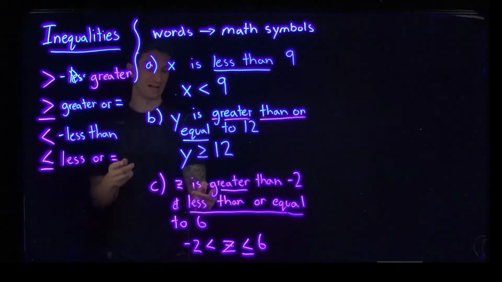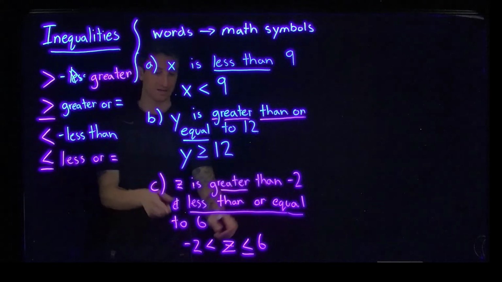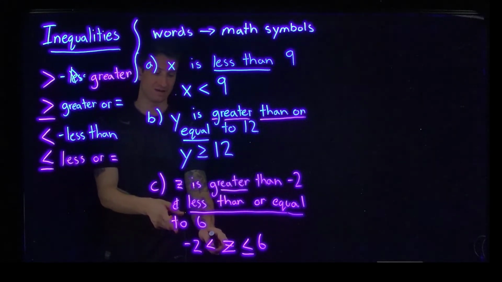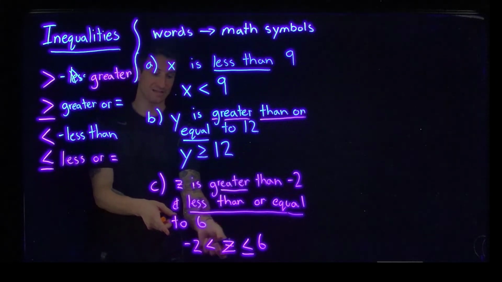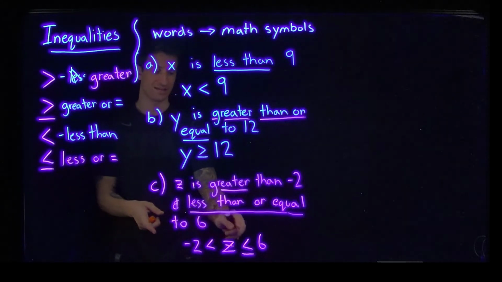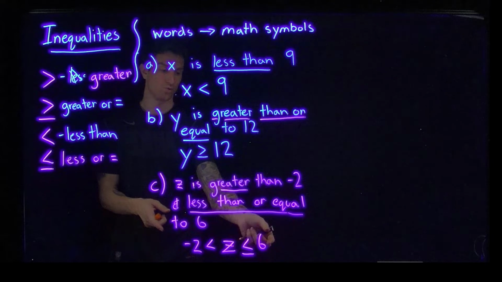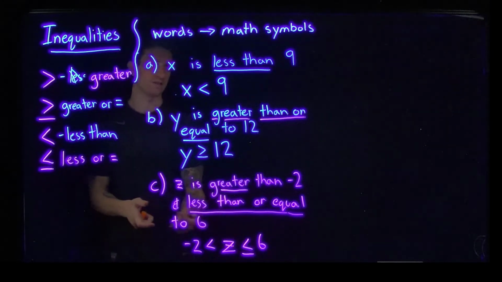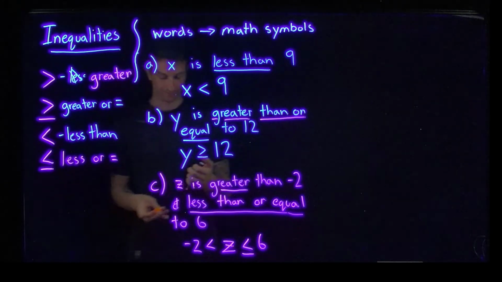And then finally, we have two comparisons. Z is greater than -2, right? So we drop Z right in the dead center. It's facing towards Z, so it's greater than -2, and less than or equal to 6. So it's facing towards the 6, and again, we have the bar underneath for the equals.